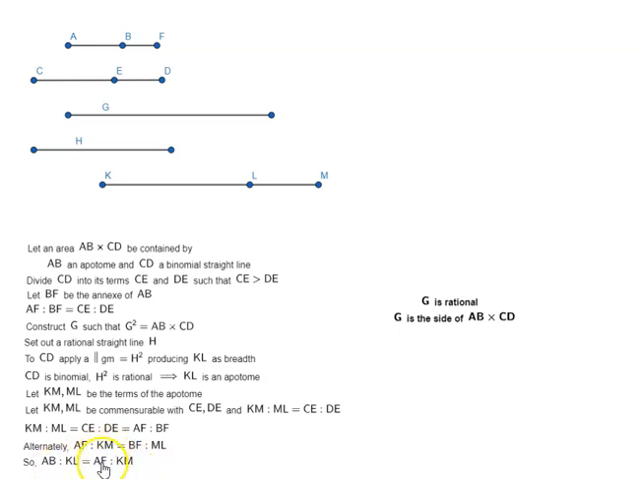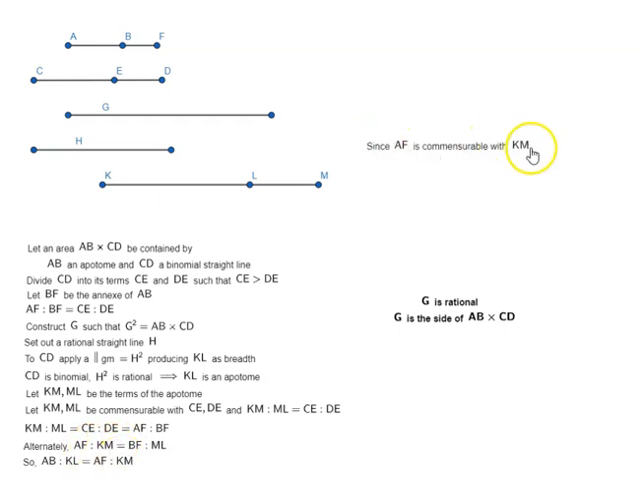So how did this come? Because if you look at BF is to ML and AF is to KM, the whole is to whole is equal to part is to part. That means the other two parts are also going to be in the same ratio. So the other two parts are AB and KL. So we have AB is to KL is equal to AF is to KM.